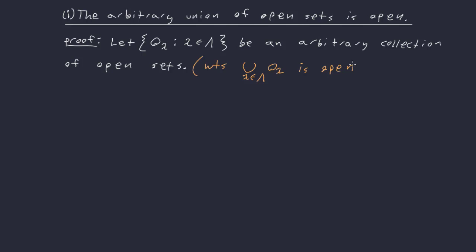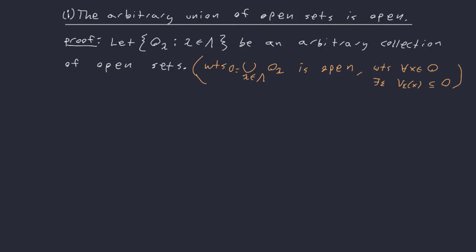So to show that it's open, we want to show that given any x in this union, in this final set, so I'm going to call this O, just regular O, we essentially want to show that for any x in O, there exists an epsilon neighborhood around x completely in O.